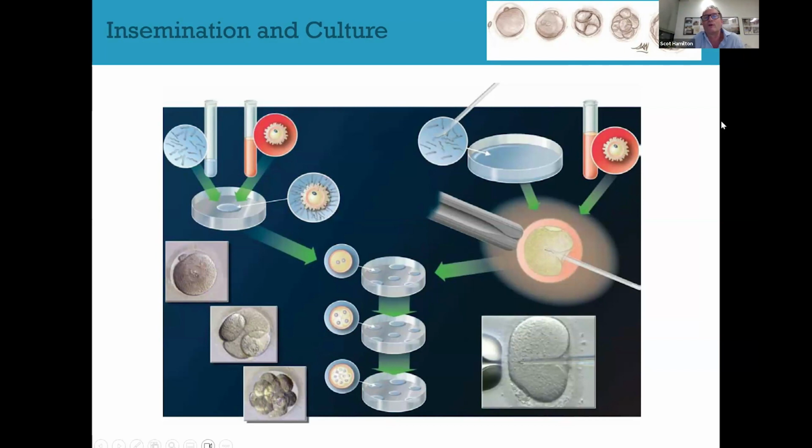And on the other side over here, the only difference is you take the same semen sample, but maybe there are very, very few sperm and it couldn't fertilize normally by itself. So you pick up a single sperm with a micropipette and you poke that into the egg. And then again, you watch for fertilization and subsequent development.